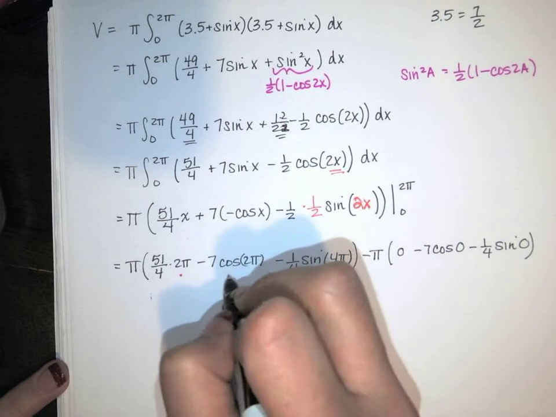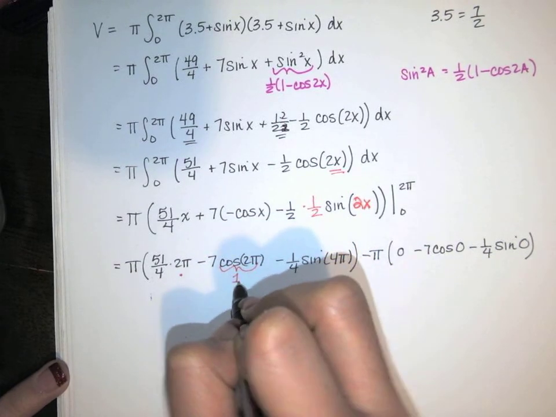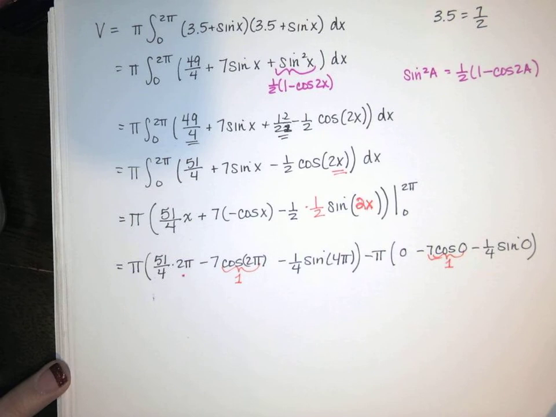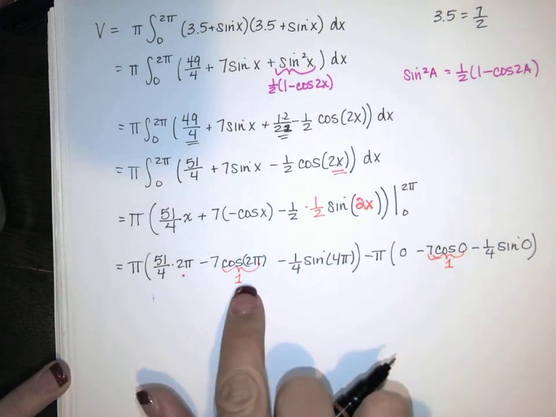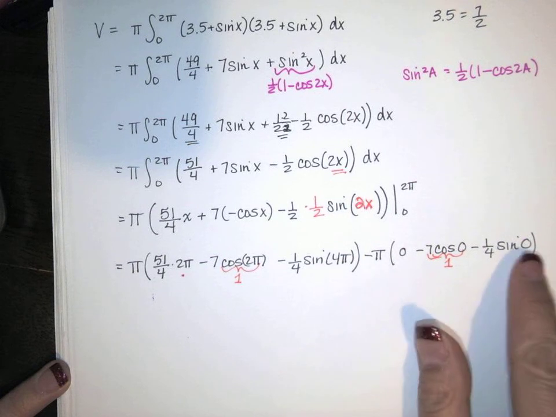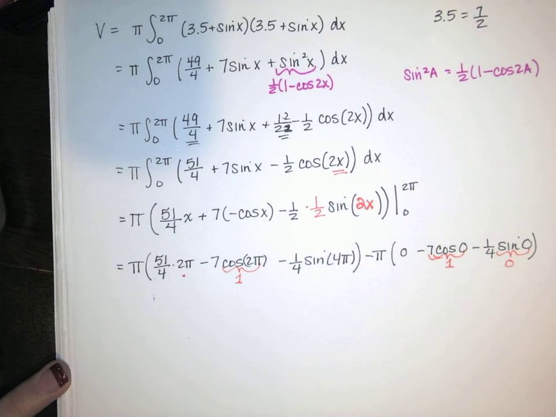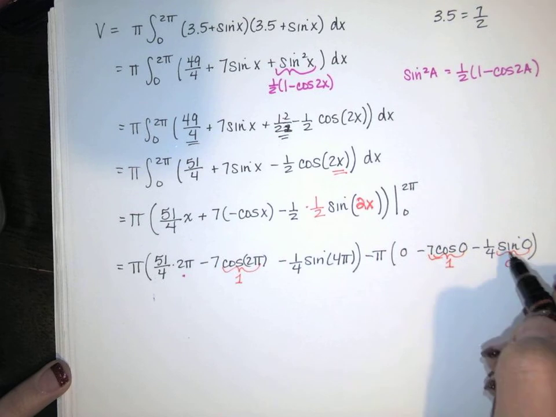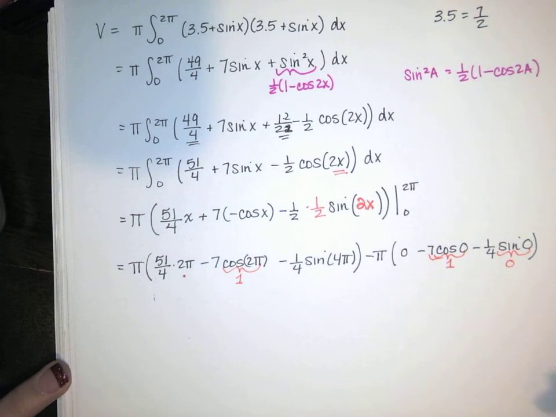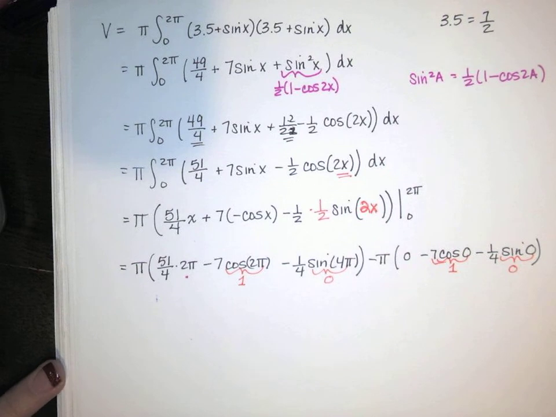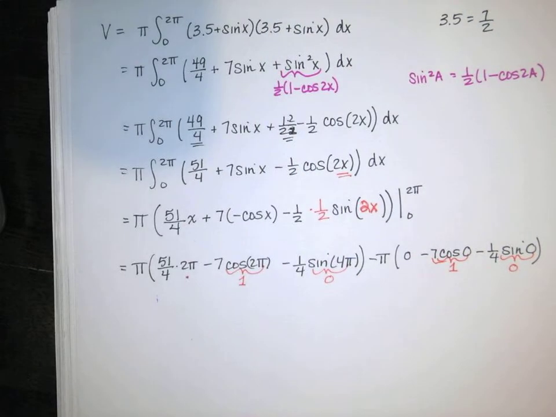Cosine of 2 pi is 1. Cosine of 0 is 1, because it starts at 1, right? It starts at the top, and then it repeats every 2 pi. So this is 1 and that's 1. Sine of 0 is 0. It starts at 0, and it repeats every 2 pi too. So sine of 0 is 0, sine of 2 pi is 0, sine of 4 pi is 0. Okay. So this is our answer, just not simplified.